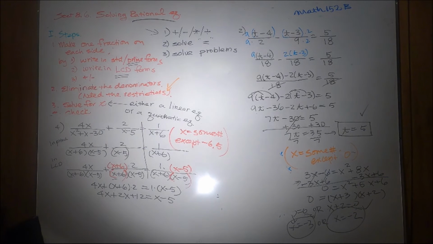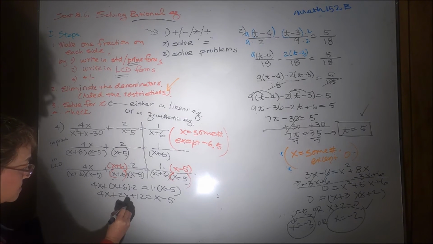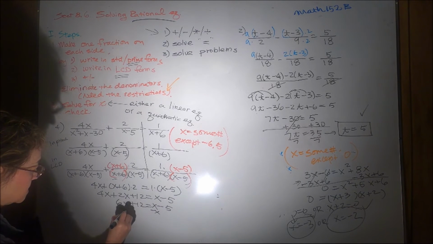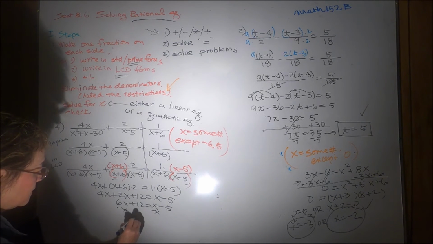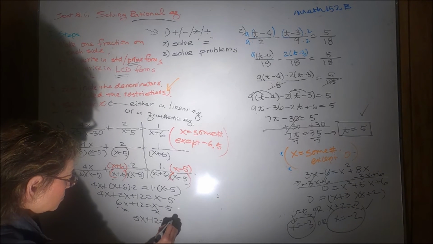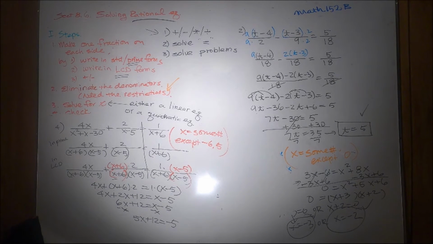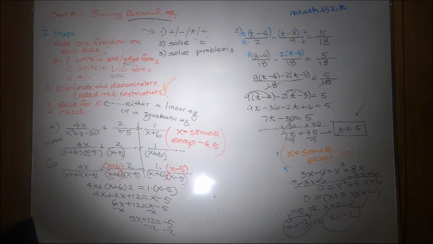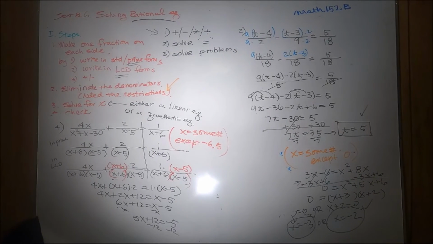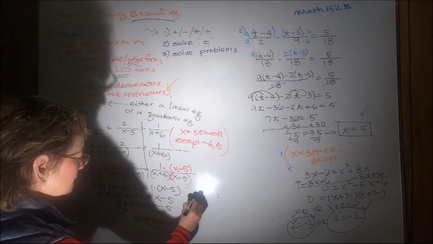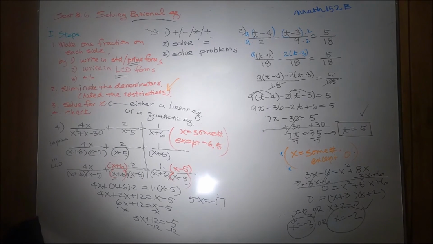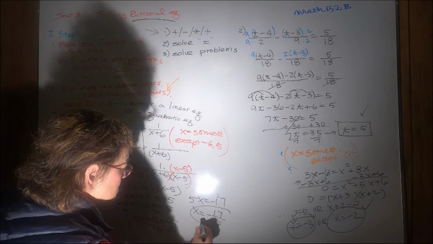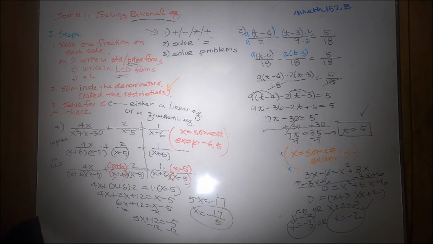So then we have what? 6x plus 12 equals x minus 5. Then you minus x here. So what do we have? 5x plus 12 equals -5, right? Then you minus 12 on each side, right? Then what do we have? We have 5x equals -17. And what's your x? x would be -17 divided by 5. So that would be your answer.